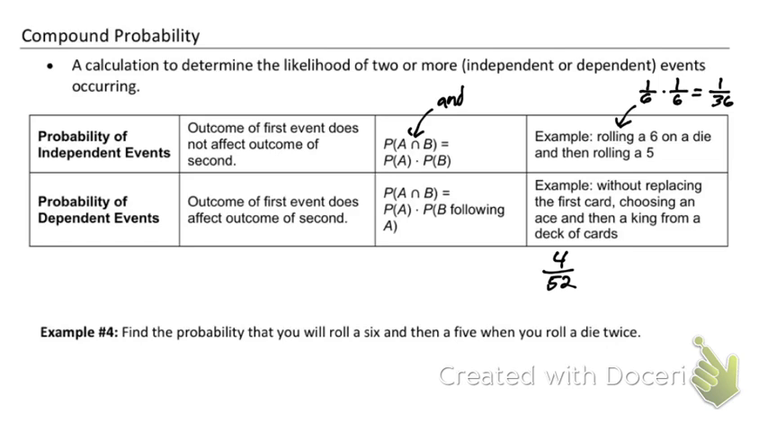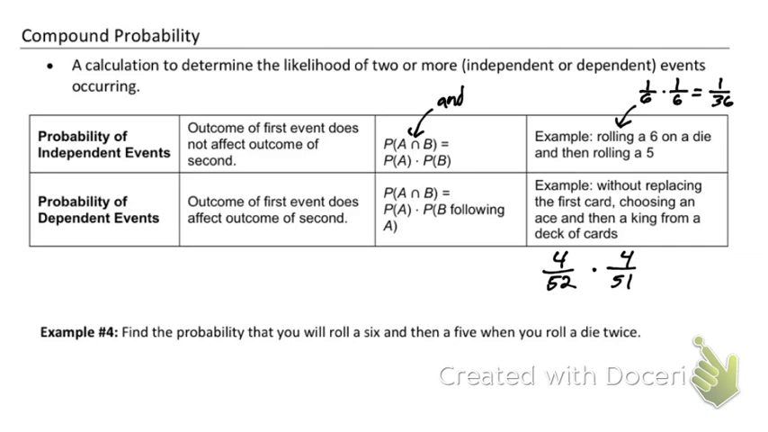We aren't replacing cards. That means there's no longer 52 cards in that deck. I pulled one out, it was an ace. So now there are 51 cards in that deck. So my next probability would be over 51. However, there are still 4 kings in there, so it would be 4 over 52 times 4 over 51. And that's what this is saying.